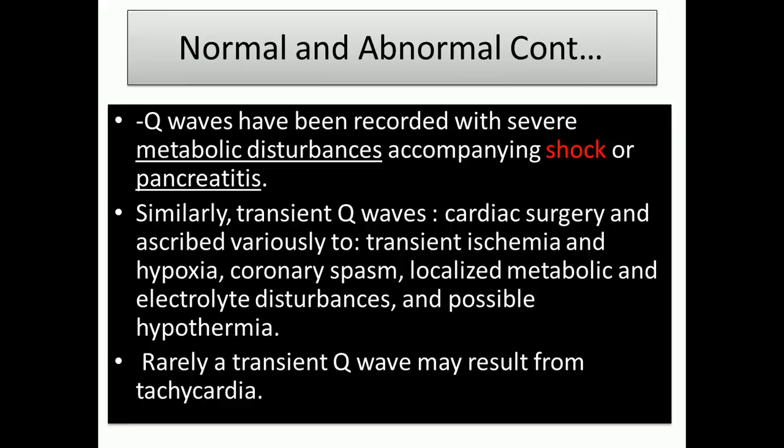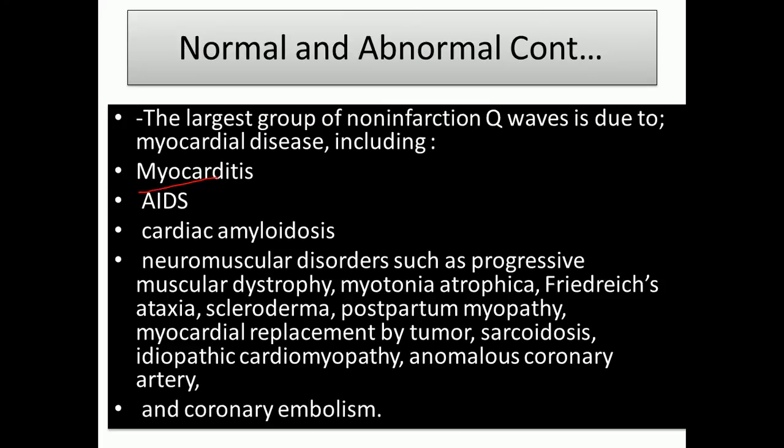Also, transient Q waves are possible by metabolic disturbances, shock, pancreatitis, cardiac surgery, transient ischemia, hypoxia, coronary spasm, localized metabolic and electrolyte disturbances, and possibly hypothermia. And rarely, you should remember that a transient Q wave is also possible in acute tachycardia episodes. Also, Q waves occur with myocarditis, cardiac amyloidosis, neuromuscular disorders such as progressive muscular dystrophy, myotonia atrophica, Friedreich's ataxia, scleroderma, postpartum myopathy, myocardial replacement by tumor, sarcoidosis, idiopathic cardiomyopathy, anomalous coronary artery, and coronary embolism.